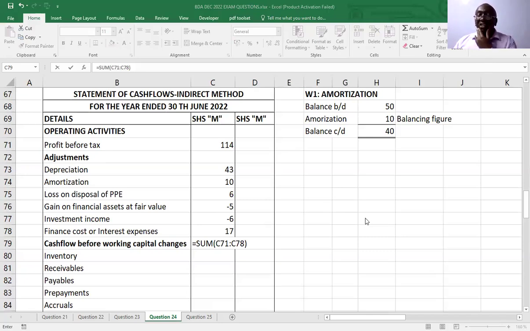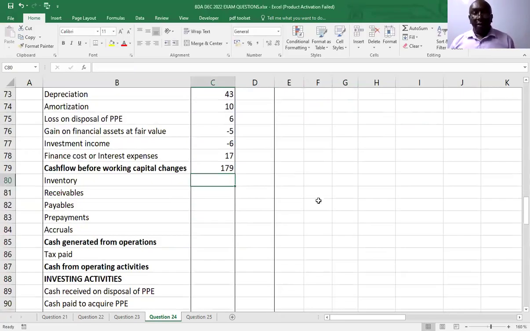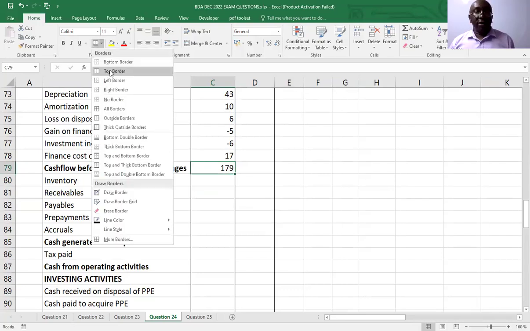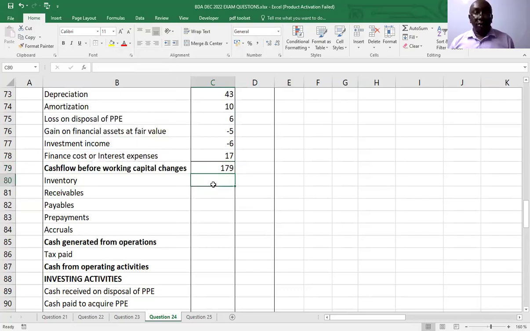Press enter, send me the figure. One person has given, the others? Yeah, good. Yeah. So this one, you can give it a top border. Top border.